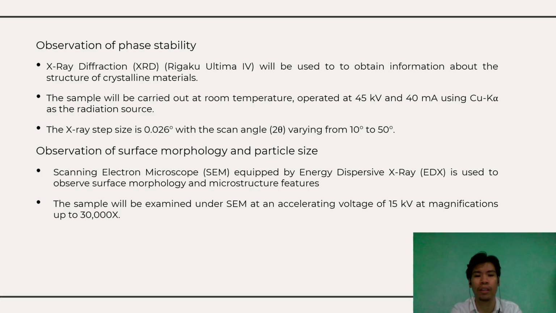The second equipment is the scanning electron microscope (SEM), equipped with energy dispersive X-ray (EDX), used to observe surface morphology and microstructure features. The sample will be examined under SEM at an accelerating voltage of 15 kV at magnification up to 30,000 times.